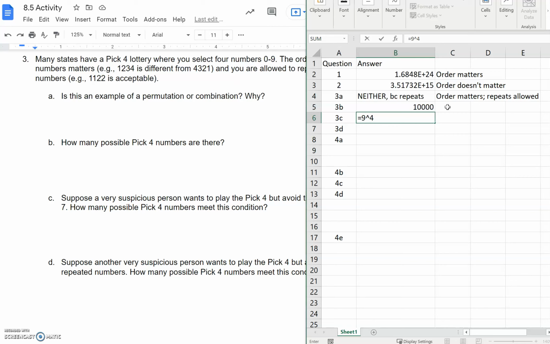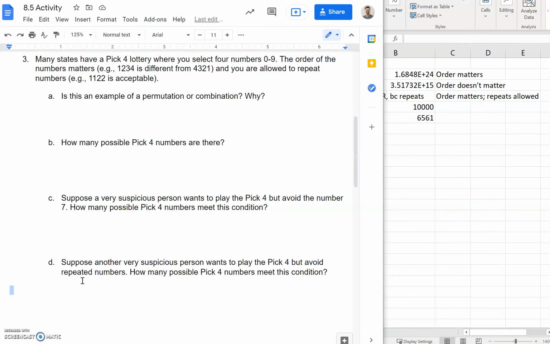So we're just going to do 9 to the 4th. We get 6,561. And then in part D, we're going to say, okay, another suspicious person wants to play the pick 4, but avoid repeating any numbers. So we can toss out the condition in C. So 7 is back in play. We just don't want to repeat anything.